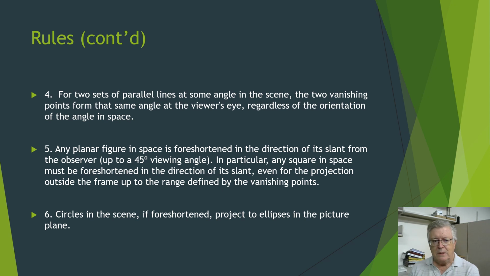Circles in the scene, like the sun, for example, if foreshortened, project to ellipses in the picture plane. So if we were to see circles and it was because of projection, we're going to see ellipses.